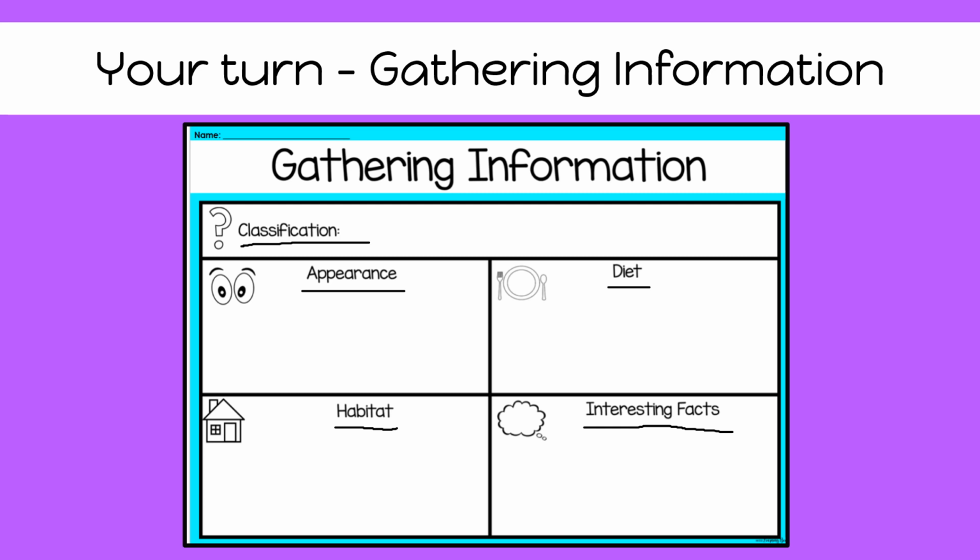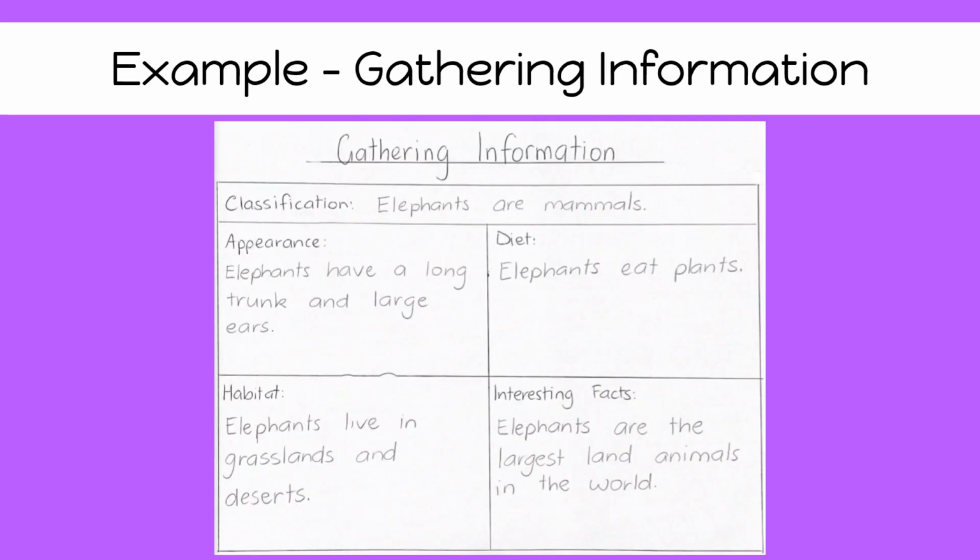And you're going to use a sheet that looks something like this, but you won't need to print this sheet exactly how it is. You can just use a plain piece of paper or a workbook that you've got at home to write these bits of information in. I'll just show you an example of what I did when I was gathering my information for my elephant information report.